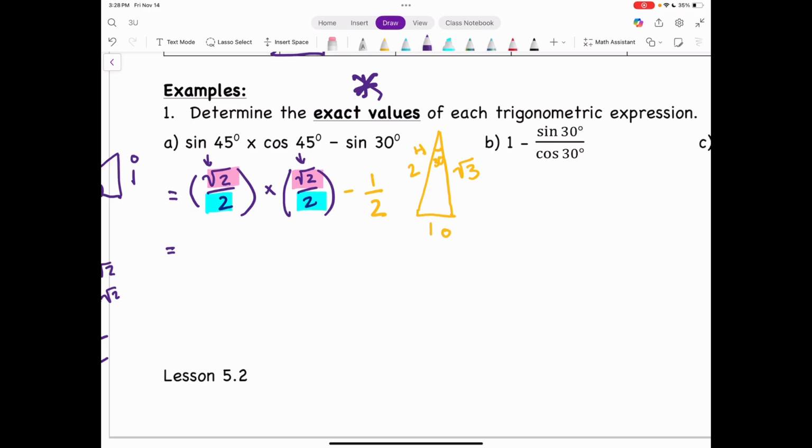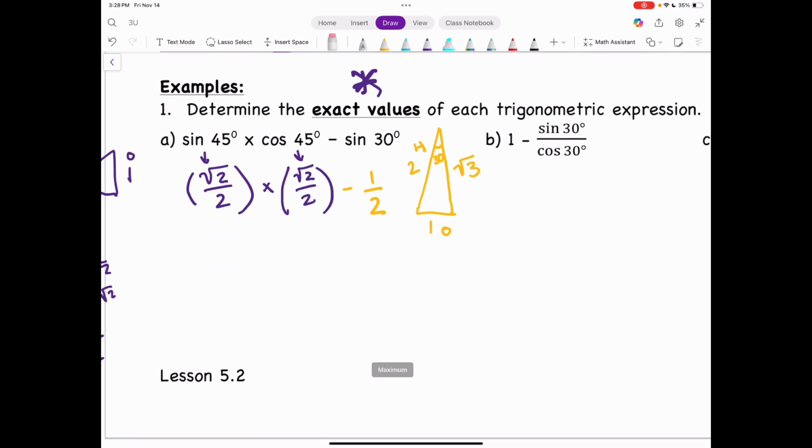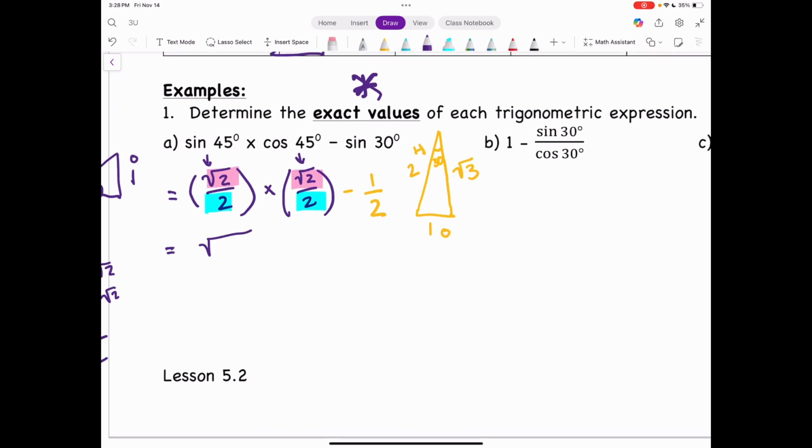Okay, the square root of 2 times the square root of 2, it cancels out that square root, so it's just 2. Or if you wanted to look at it differently, we could say that the square root of 2 times the square root of 2 looks like this, right? Which then 2 times 2 is 4, and the square root of 4 is 2. Okay, so the square root of 2 times the square root of 2 is just 2. And then the denominator, we've got 2 times 2, which is 4. And that's minus the half.